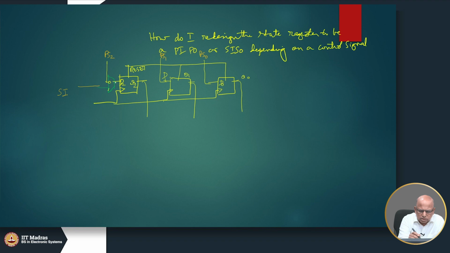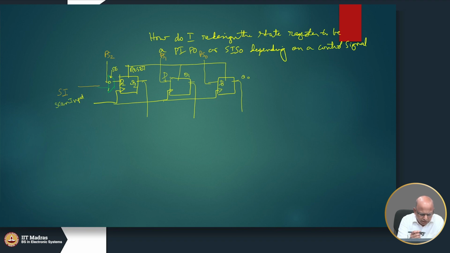That means, there is a control signal. If this control signal, which I call scan enable, is 0, then PS2 is getting shifted into D2. If it is 1, then the scan, I am sorry, serial input or scan input is shifted into D2.